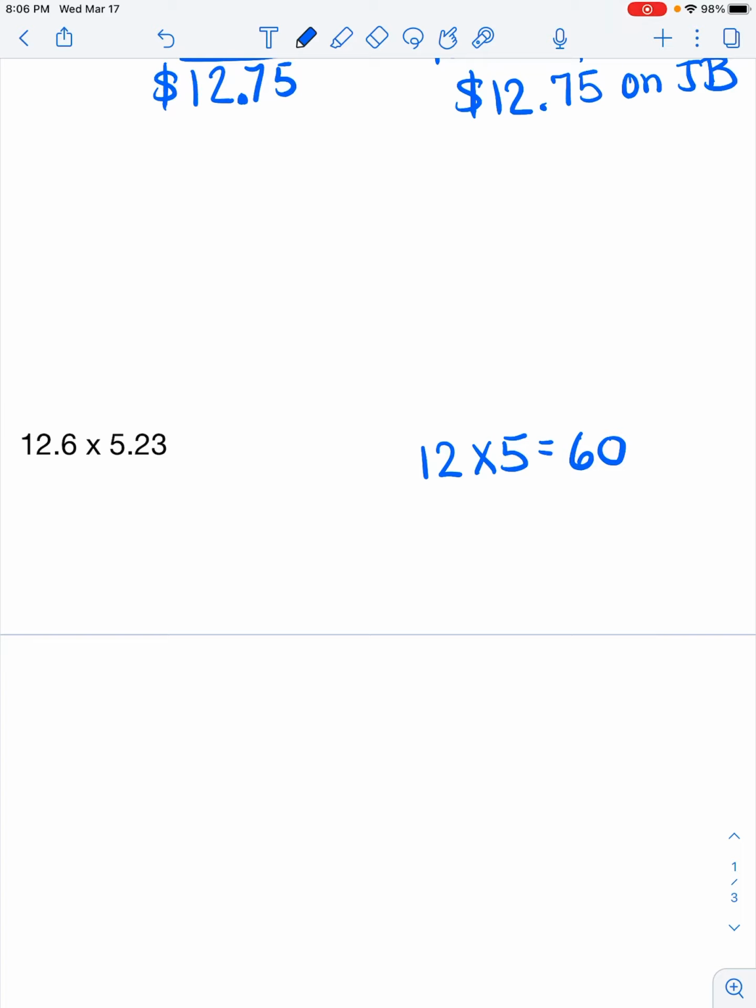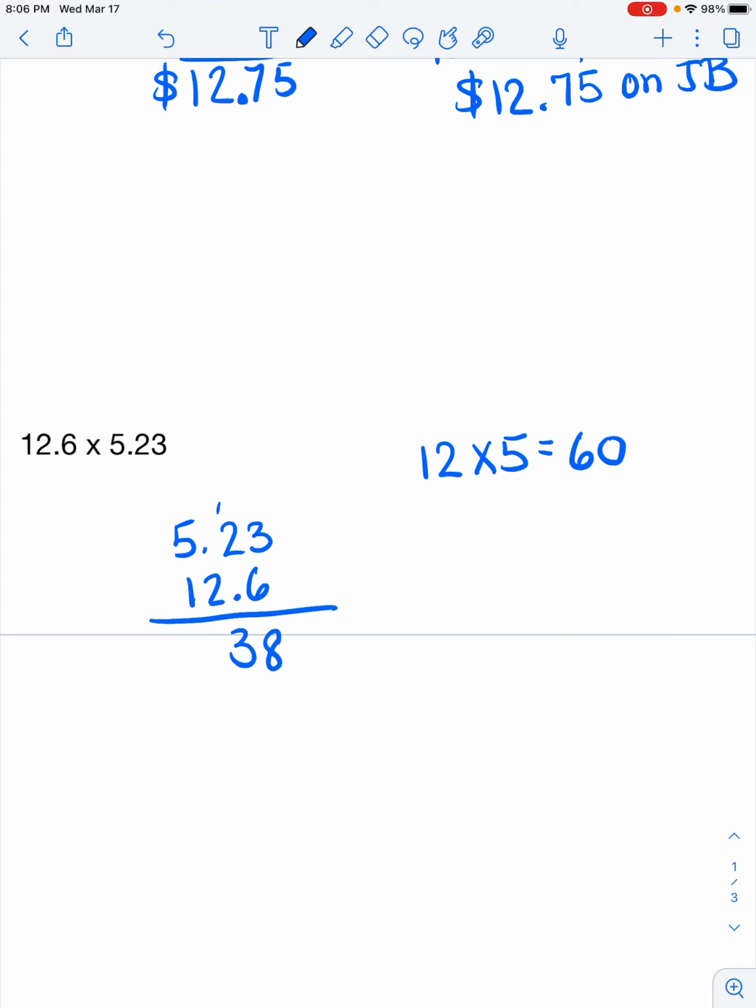So I'm going to take this and rewrite it vertically. And again, you'll see I'm not lining up my decimal points because it's not important to do that. And so 6 times 3 is 18, and 6 times 2 is 12.